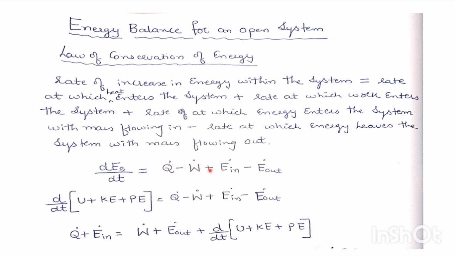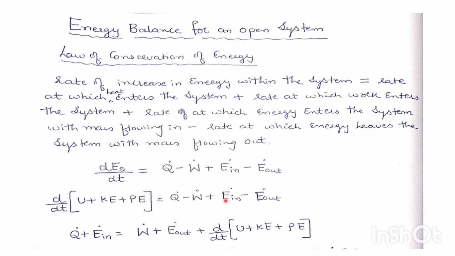Q dot minus W dot plus the rate at which energy enters the system with mass flowing in. Whenever mass is entering the system, it is carrying some energy along with it. So E_in dot minus E_out dot, it is indicated by this equation. Now d/dt of E_s, that is E, indicates nothing but total energy. Total energy means the addition of internal energy plus kinetic energy plus potential energy, equal to Q dot as it is, minus W dot plus E_in dot minus E_out dot.